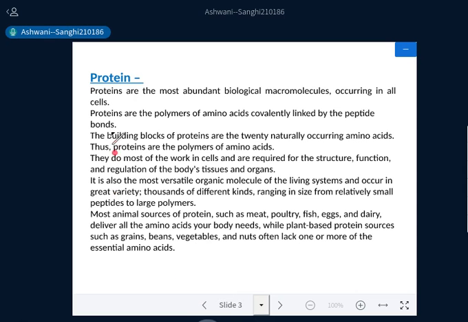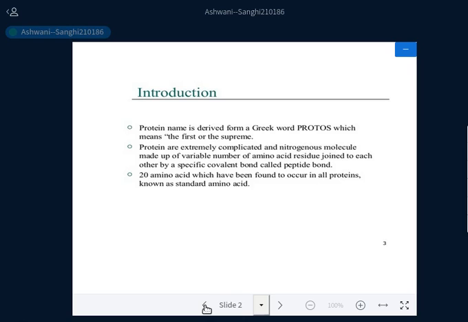Students, today we will discuss proteins. First, introduction of proteins. Protein is derived from the Greek word protos. Protos means first or supreme.